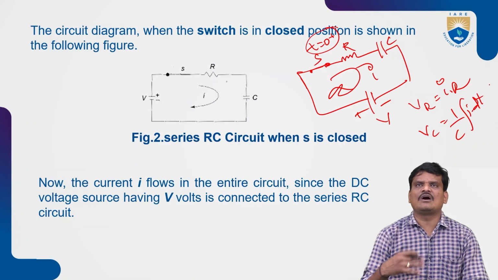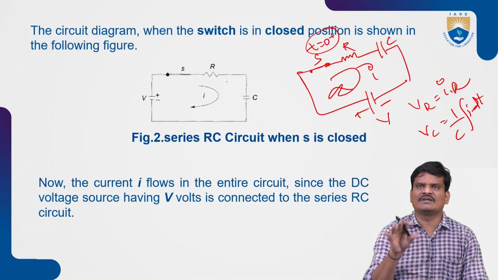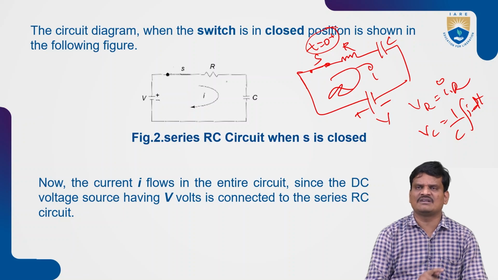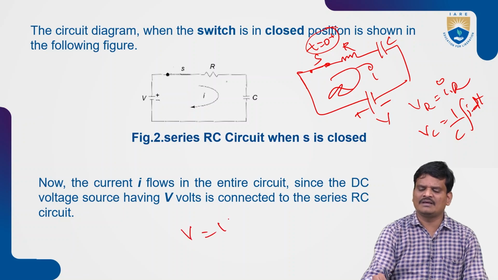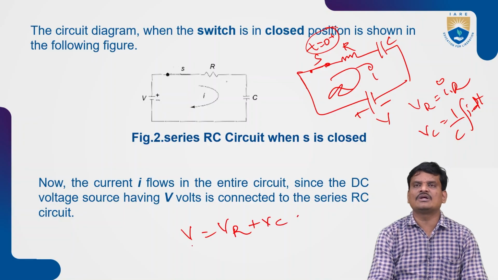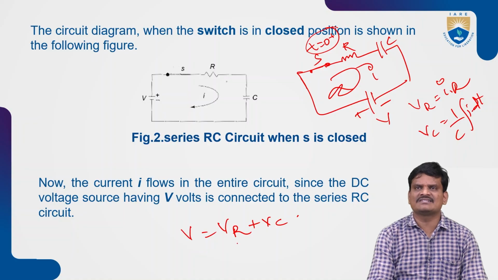So if I apply KVL in this loop in order to calculate the expression for the current, the expression will be V equal to VR plus VC, where V is the total voltage applied to the circuit, VR is the voltage across the resistor connected in the circuit, and VC is the voltage across the capacitor connected in the circuit.